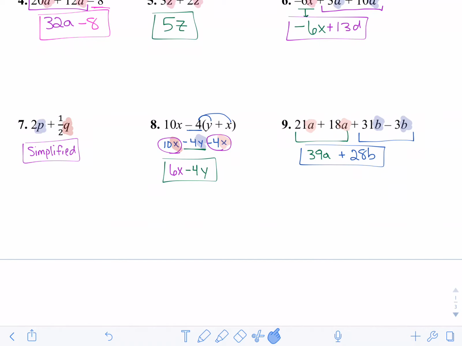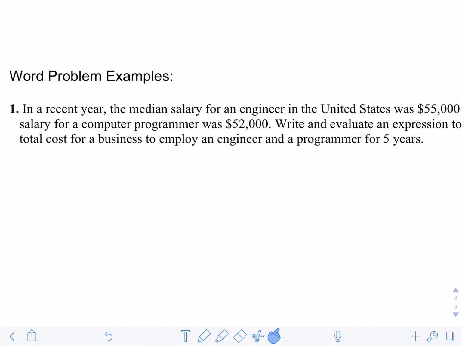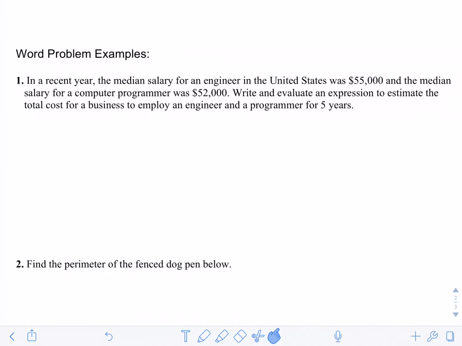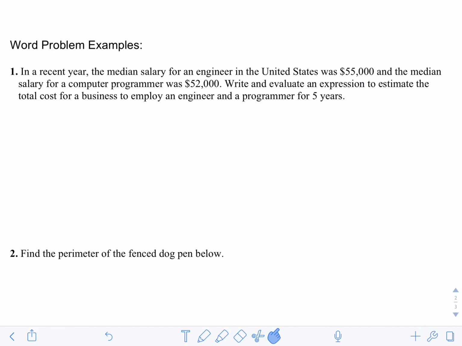All right, and then the last little part, we just have some more problems here. It says, in a recent year, the median salary for an engineer in the United States was $55,000. The median salary for a computer programmer was $52,000. Write and evaluate an expression to estimate the total cost for a business to employ an engineer and a programmer for 5 years. Okay, so what we have to do here is first we're going to look at an engineer.